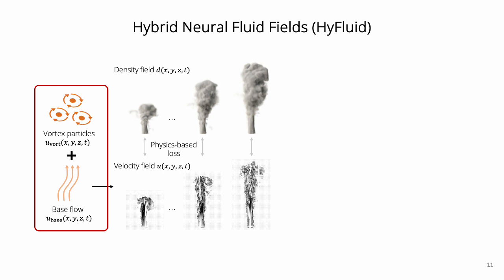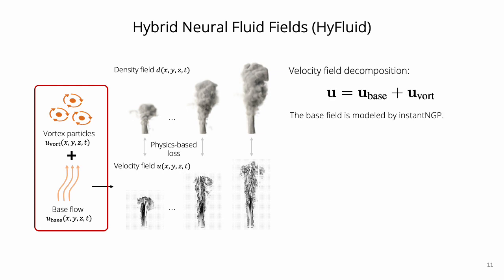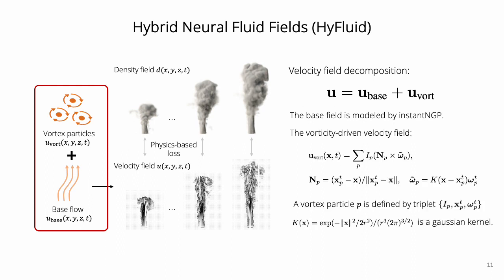Finally, to model and capture the intricate vortical velocities, we introduce vortex particles and decompose our velocity field into a base velocity and a vortical velocity. This is motivated from the curl form of the Navier-Stokes equation, and it allows us to model rotational velocity more accurately.